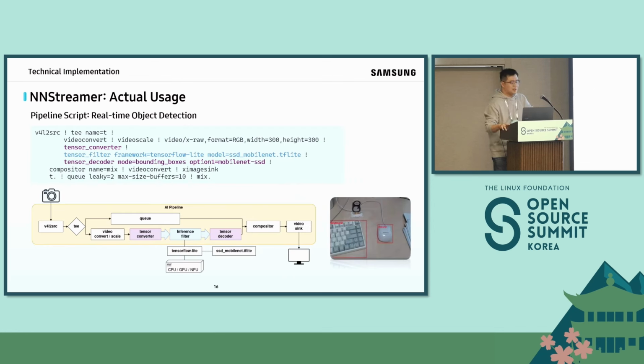This example demonstrates how to perform real-time object detection using NNStreamer. As you can see, the video feed from the camera is split, and the bottom part performs the neural network operations. The inference is processed through the converter, filters, and decoder elements we discussed earlier.